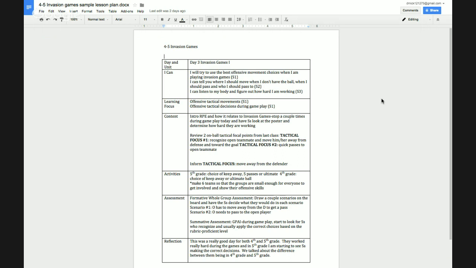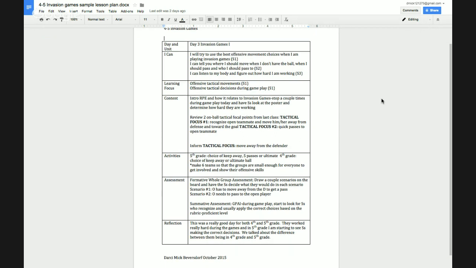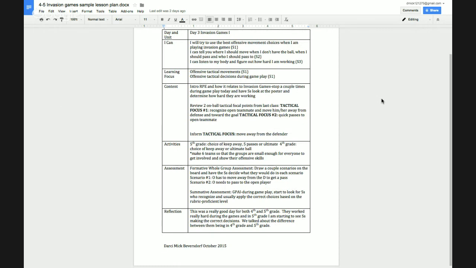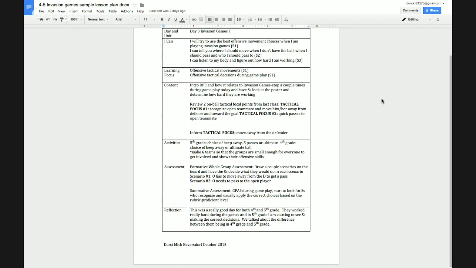My learning focus for this day is the tactical movements, as well as tactical decisions during gameplay. Content. Here is what I'm going to do with the students to accomplish my learning focus and hit on those I can statements. So today was the first day that I really introduced RP and how it relates to invasion games. We played a while. I stopped a couple of times during gameplay and had them look at the poster. We have a poster for a visual, and determine how hard they're working.